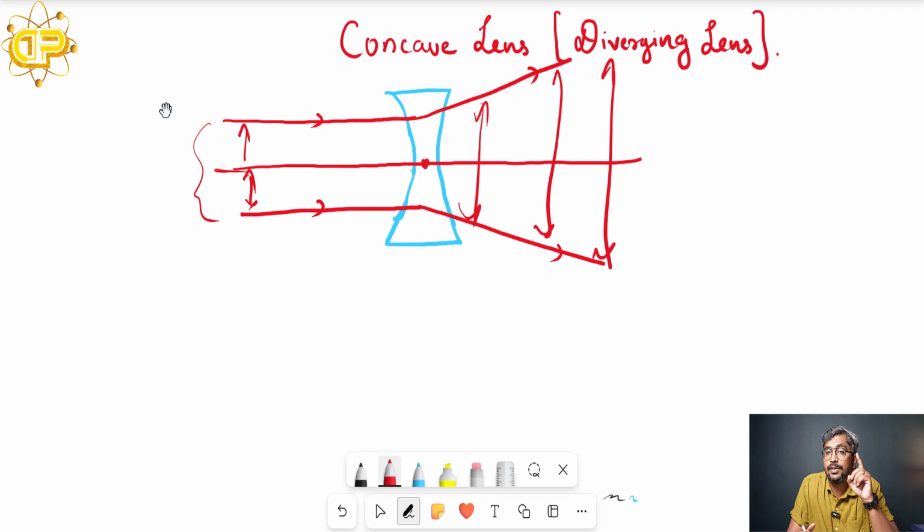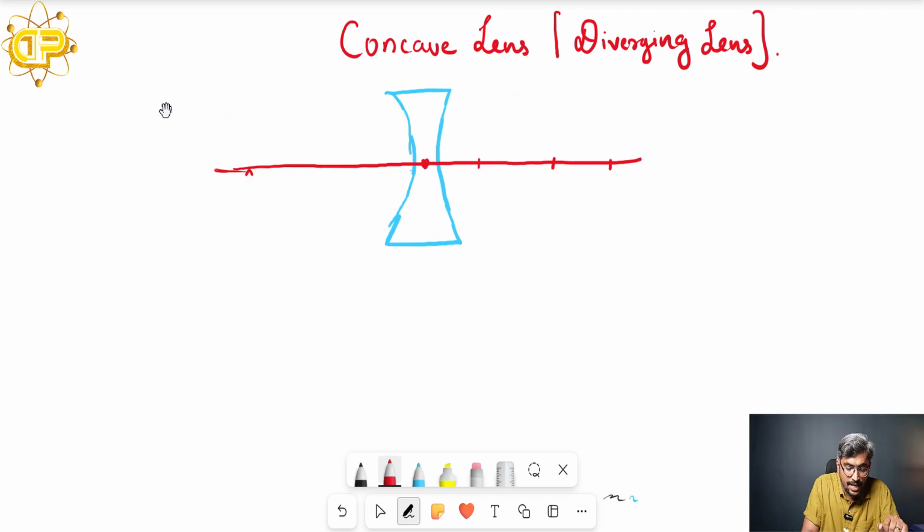But here it will be the diverging lens, and the concave lens is known as a diverging lens. Here we need to study the principal focus. So how can I get this principal focus here? How will I understand the concept of principal focus here?